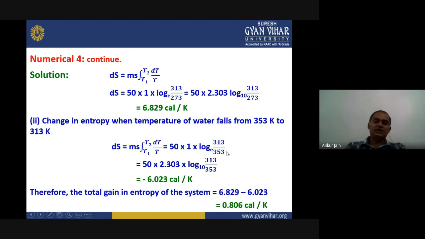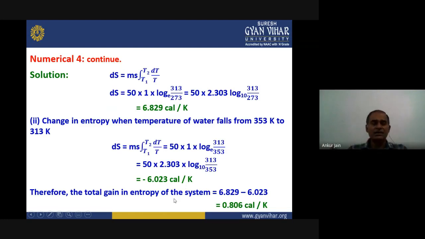Now we can calculate this value again by converting the base of e to base 10. Since you can see here the 313 is less than 353, we can convert it again, 353 on the top and 313 in the denominator. Then we calculate it with the negative sign. The final value will be minus 6.023 calorie per Kelvin.